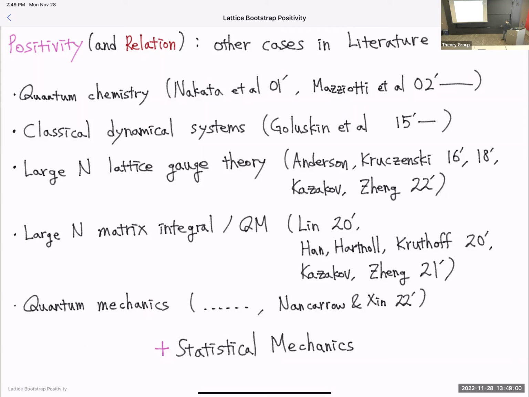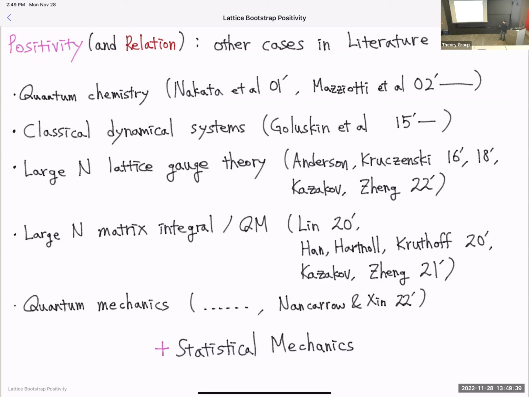In the high energy theory community, there have been several works along this direction. The earliest one which I'm aware of is the large N lattice gauge theory work by Anderson and Kruczenski. They consider strictly infinite N lattice pure Yang-Mills, and basically positivity is the reflection positivity, and relation is given by the loop equations at leading order in 1/N. That actually had a major improvement by Kazakov and Zheng early this year, and they prove highly non-trivial upper and lower bounds on the plaquette expectation value.